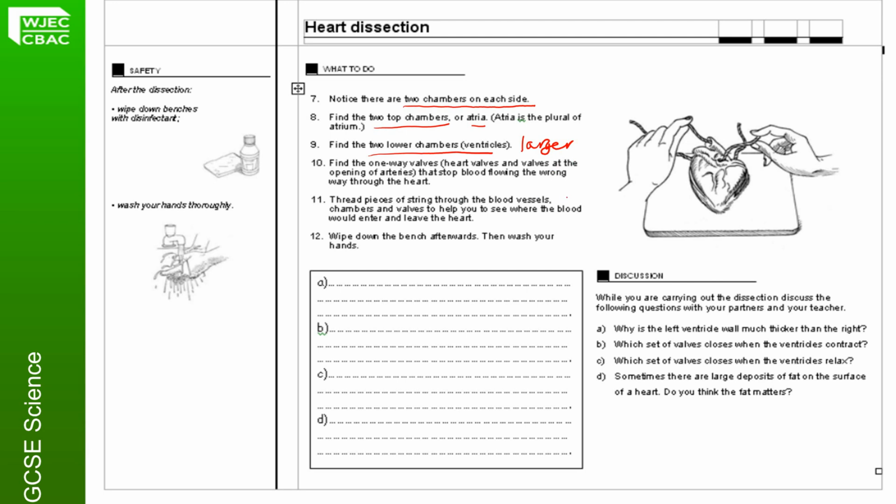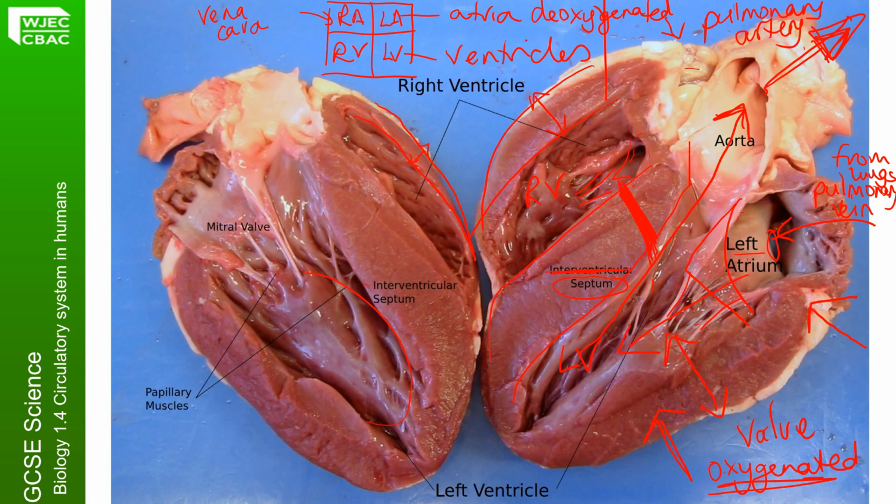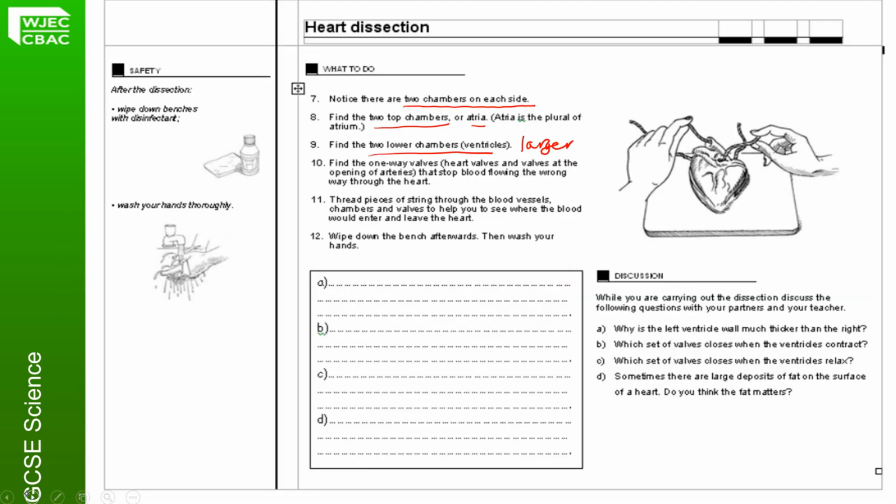Thread pieces of string through the blood vessels, so you can go from, if I go back here, the pulmonary vein through the aorta, so that's one route on our left side, and through the vena cava, which we can't see because it's hidden on this side, into the right atrium, the right ventricle, and out through the pulmonary artery. So showing you the route. So make sure that afterwards you wipe down your board that you've used and you wash your hands thoroughly.